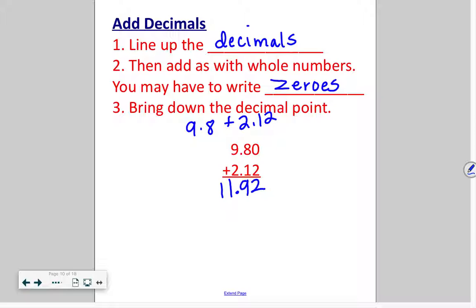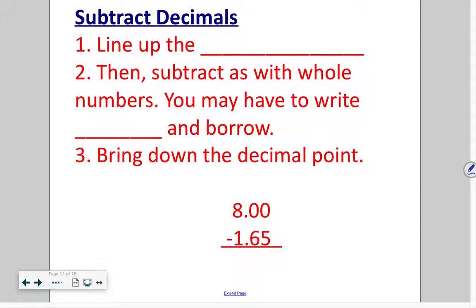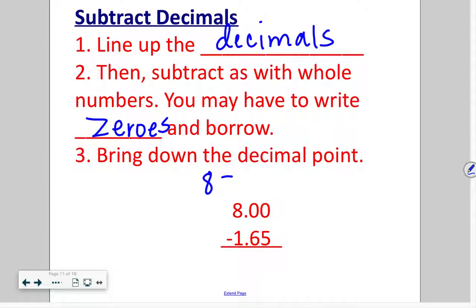Okay, let's go to subtracting decimals. You still have to line up the decimals, just like you do with adding. Then subtract as you would with whole numbers. You might have to write zeros and borrow. And don't forget to bring down the decimal point. So again, this question would have been 8 minus 1 and 65/100.